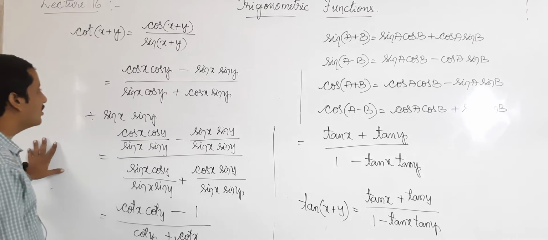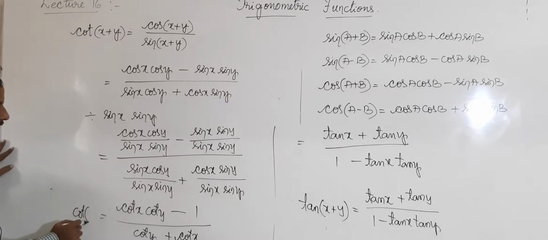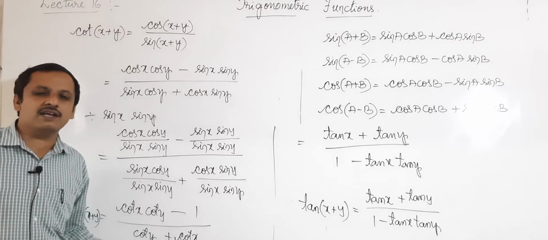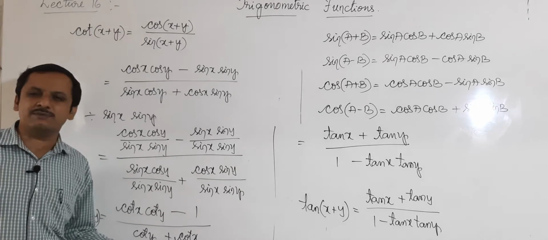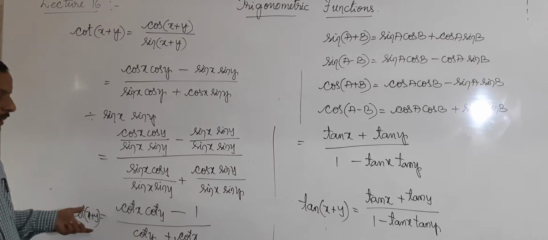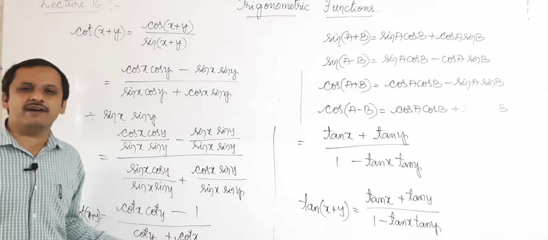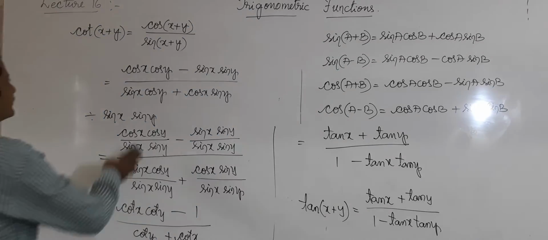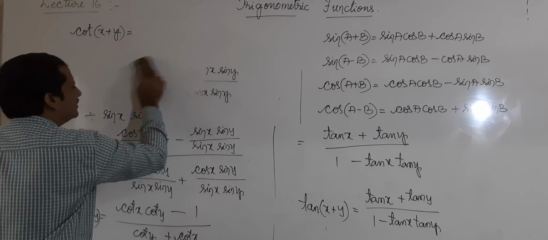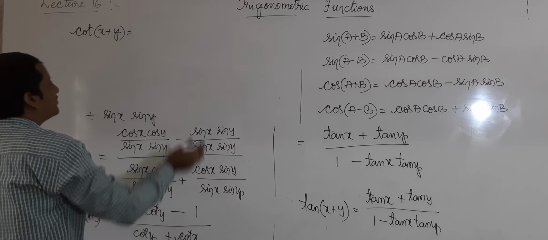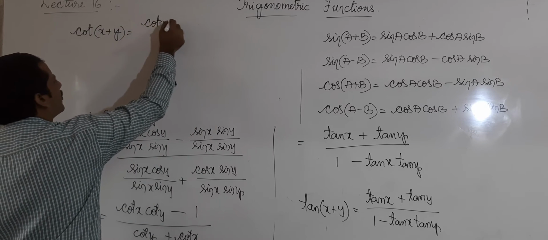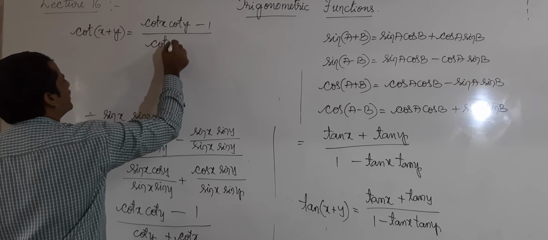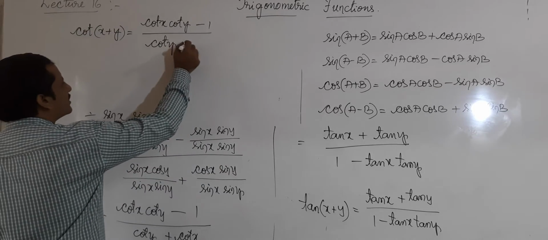So the formula is cot(x plus y) is equal to cot x cot y minus 1 divided by cot y plus cot x, or you can say cot x plus cot y also. Okay, sum is there. Cot(x plus y) is equal to cot x cot y minus 1 divided by cot y plus cot x. Okay, this is another formula.